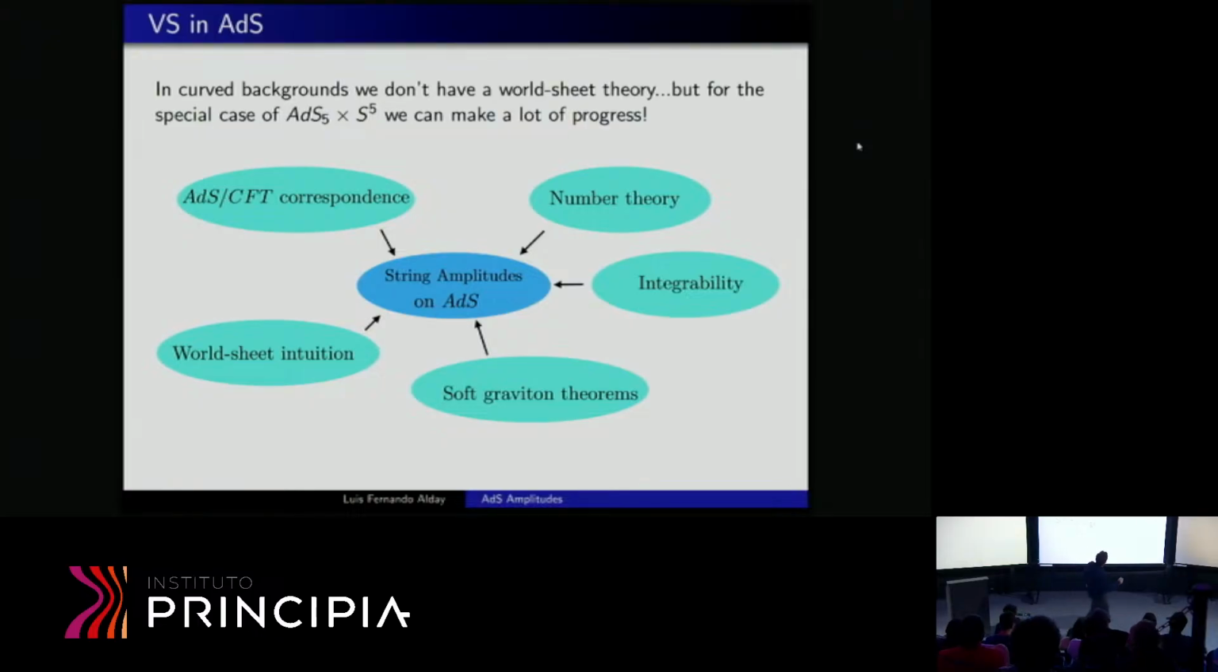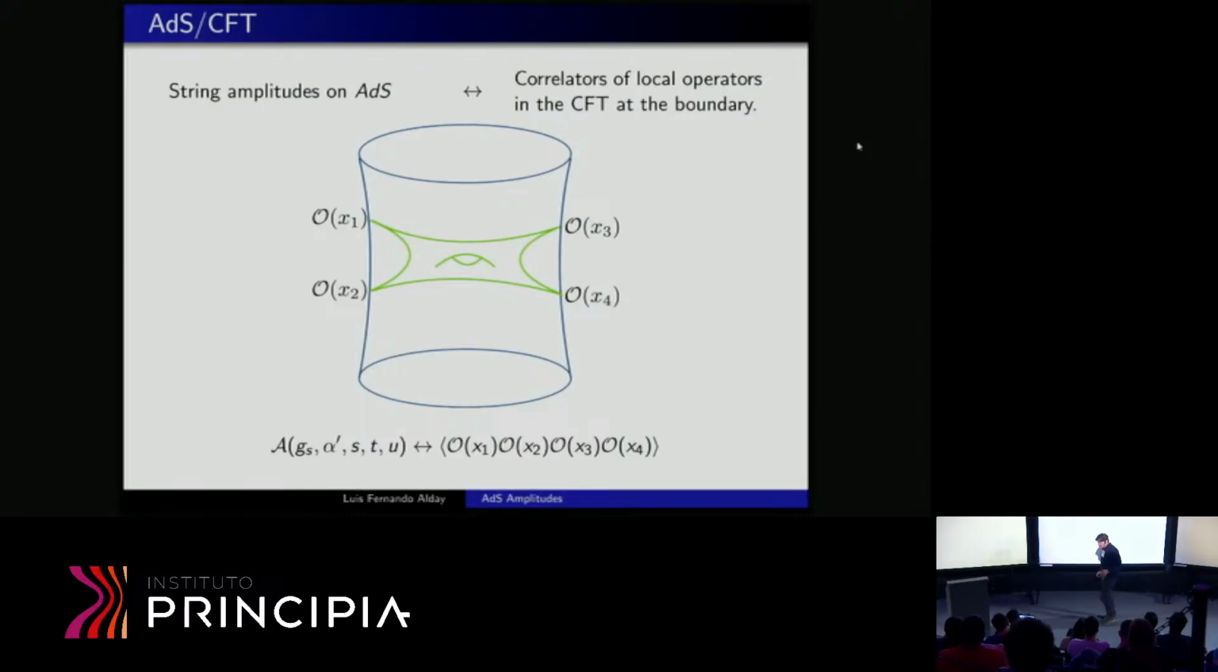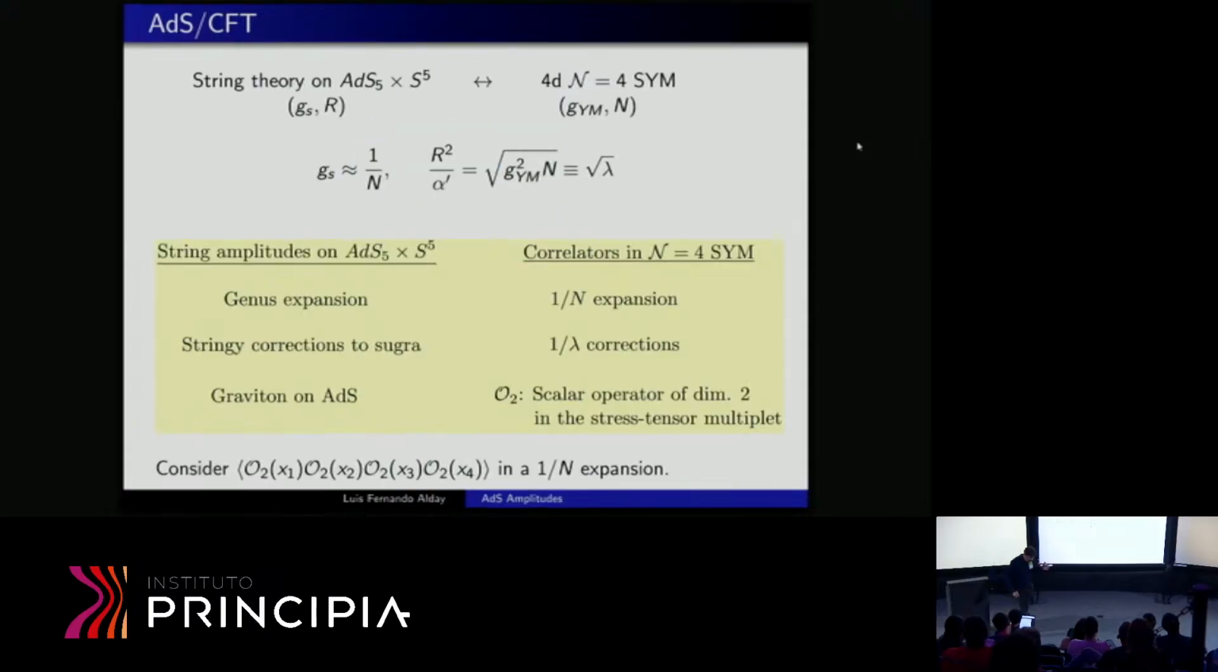So the first tool that we use, of course, is the AdS/CFT correspondence. The AdS/CFT correspondence gives us a working definition of string amplitudes on AdS as given by correlators of local operators in the conformal field theory at the boundary. And because we are interested in computing 4-point amplitudes, we will be looking at 4-point correlators. This is actually very general, but we will look at a very specific example, and I will list later other examples for which this has been worked out, that relates string theory on AdS5 cross S5 to 4D N=4 super-Yang-Mills, and that's super familiar to everyone in this room.